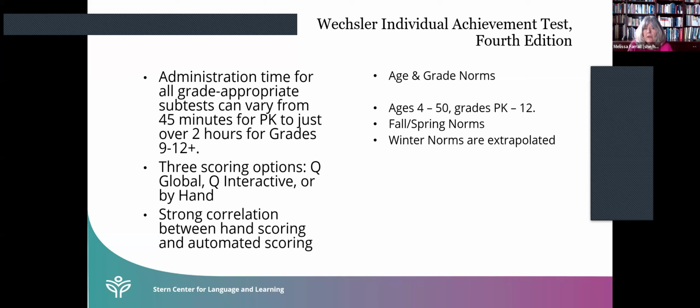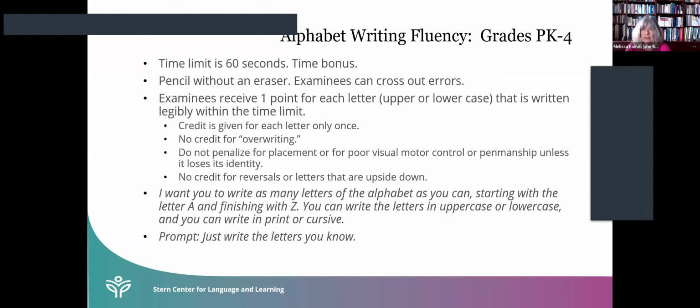Okay. So we can score it in a couple of different ways. We can score the written language sample by hand. We can score it through something called Q Interactive or Q Global, where you put in numbers and it calculates the total score. And they say that their research says it doesn't matter how you score it, you're going to arrive at the right place in the end.